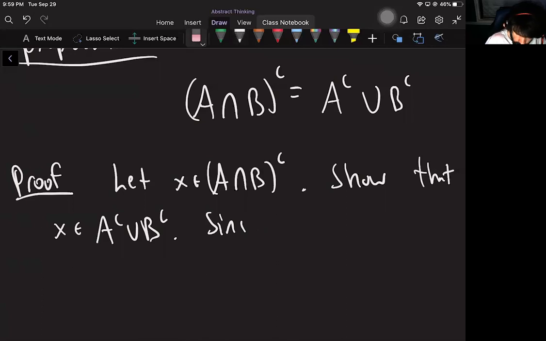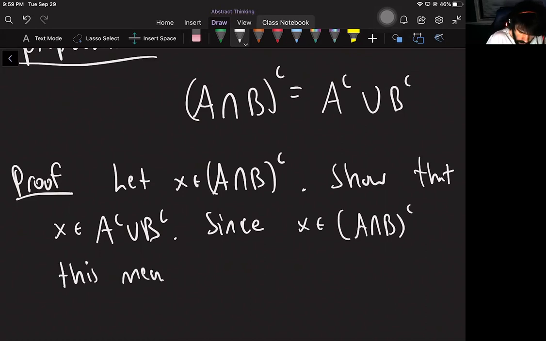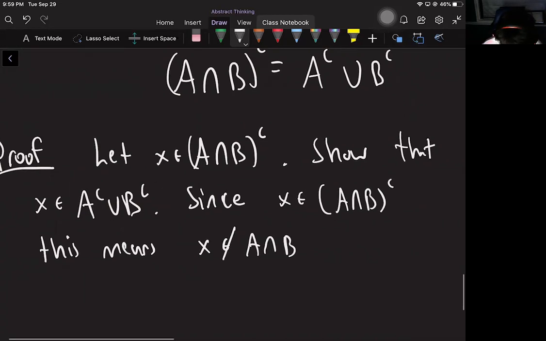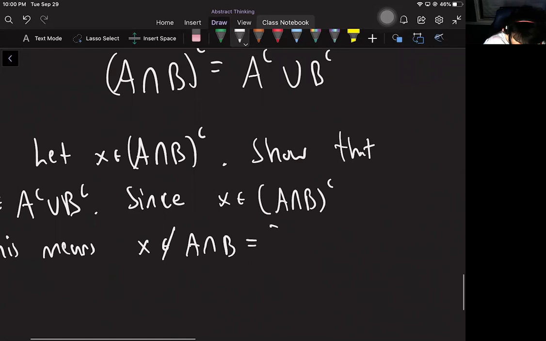Complements sometimes make things a bit more confusing because you have to think in terms of negations quite a lot. But I think we can do it. So since X is in here, what can I say? What does it mean to be in the complement? One thing is it means that it's not in the actual set. So it's not in A intersect B. And if I just write out the definition of this set, remember what that means. The intersection is the stuff that's in A and B.